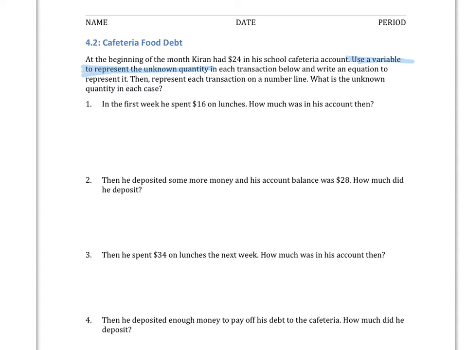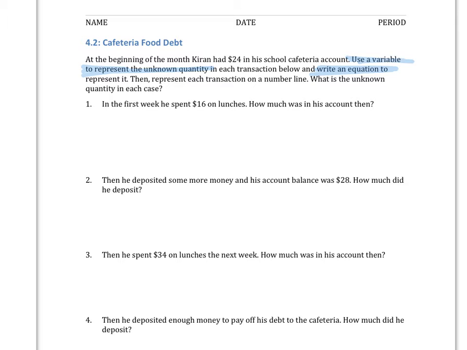And then it says to write an equation to represent it. So I should also see an equation, which means seeing equal signs. So you need to make sure you have a variable and you have an equation that uses that variable.